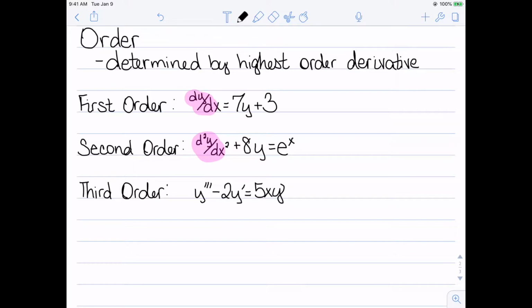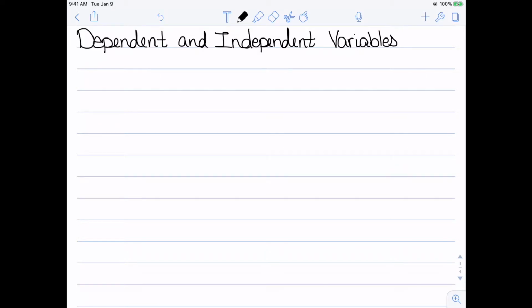A third order differential equation would be like the third derivative of y minus 2 times the first derivative equal to 5xy, since my largest derivative is the third derivative. And you can keep going. You can have higher orders as well. The next thing we'll look at is the difference between dependent and independent variables. And to do this, we're going to start by looking at it for a normal function, and then we'll go over to the differential equation.